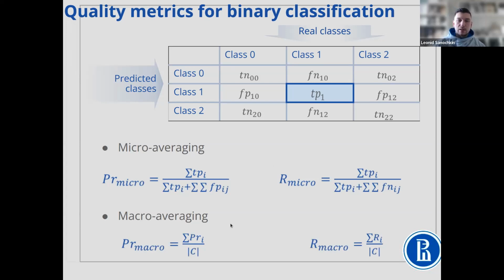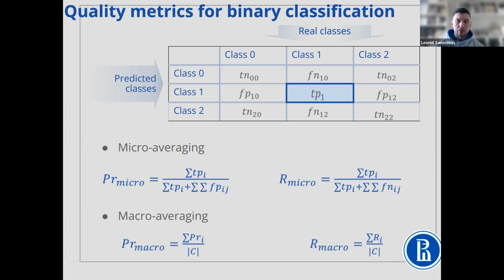And this is another important note for macro averaging, because you can have two ways of macro averaging, and in some papers and some books you come across one way, and in some others you can find another way.